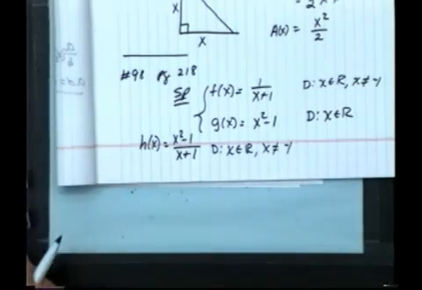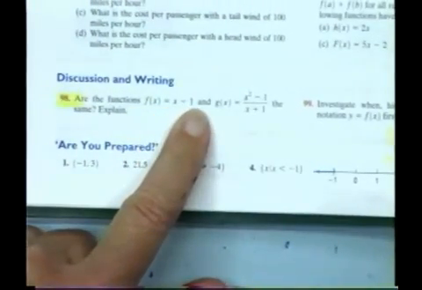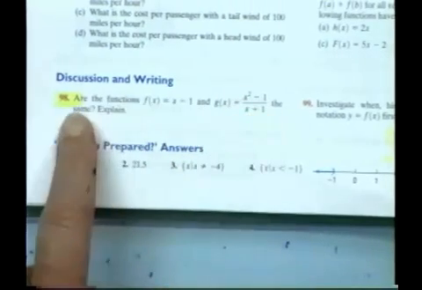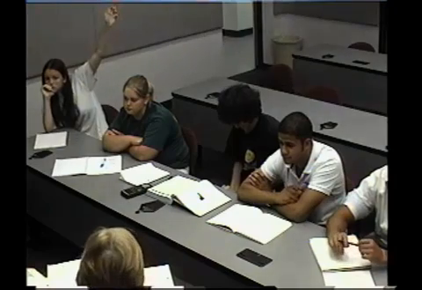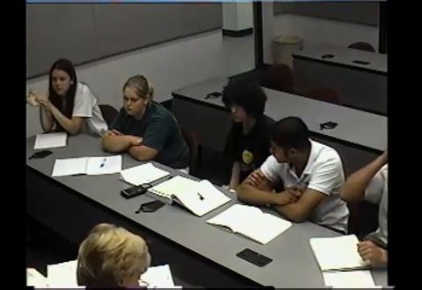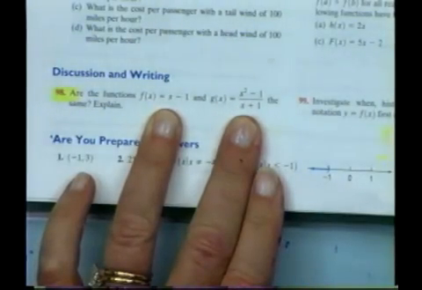All right, now let's get everybody with me. Let's go back to the book. Are the functions f of x equal to x minus 1 and g of x the same? How many say no? Tell them why. Because the domains are different. They have different domains. So these are not the same function because they have different domains.